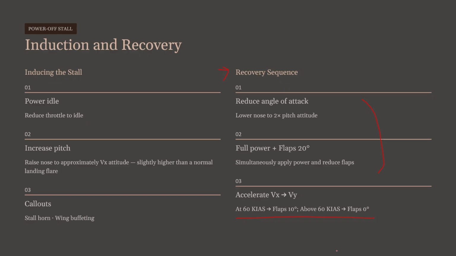One more important habit is whenever you move the flaps, try to make a callout. Like below 110 flaps 10, below 85 flaps 20, 30, at 60 flaps 10, and above 60 flaps 0, something like this. Okay. So building those small habits helps you develop professional flying discipline from the start. Does it make sense? Great.